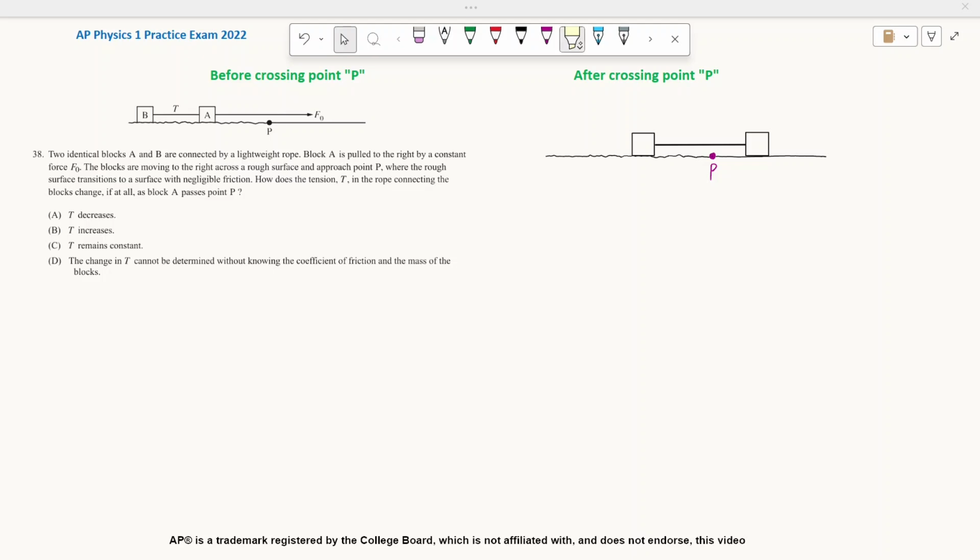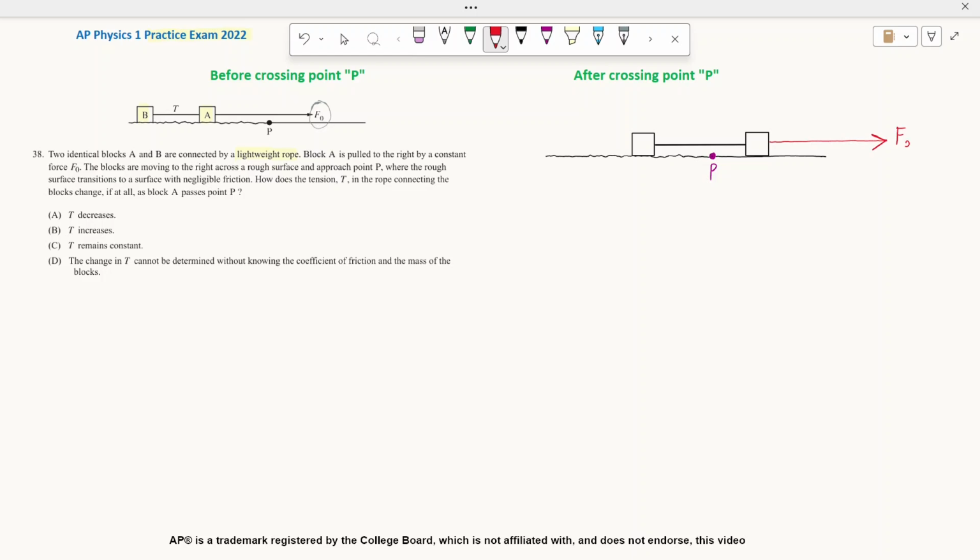Hi, this question is from the practice exam 2022. So you see the two blocks A and B. They are tied with a string, a lightweight rope, and we are applying a constant force F0, continuously. So right now as well.